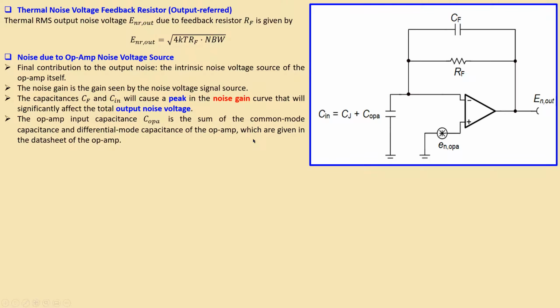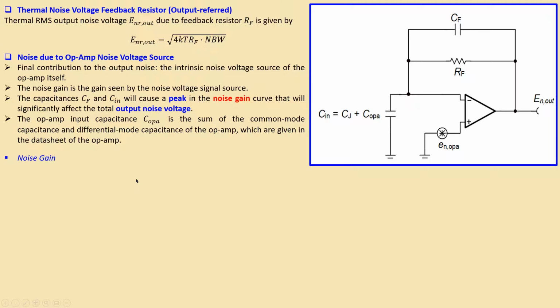The op-amp input capacitance, COPA, is composed of the differential mode input capacitance and the common mode input capacitance, and that is also available in the datasheet of the op-amp. So that can be determined from the datasheet. We will see that numerically in our example.